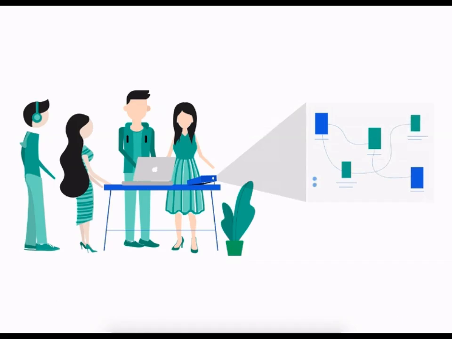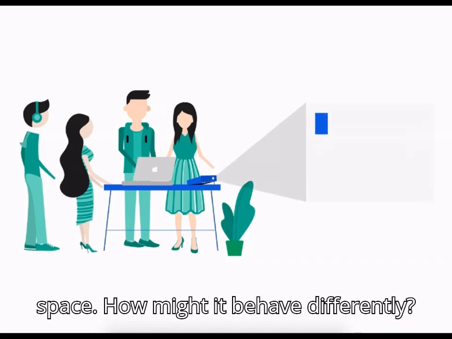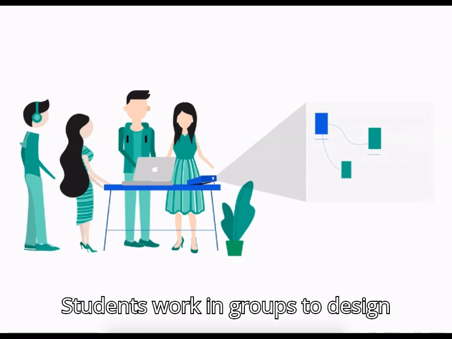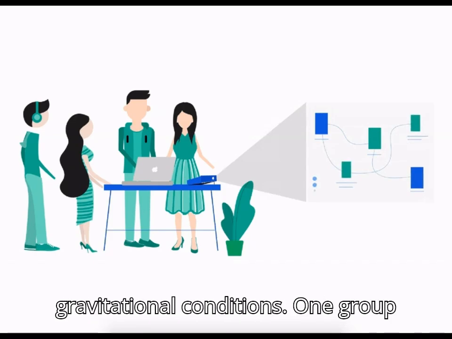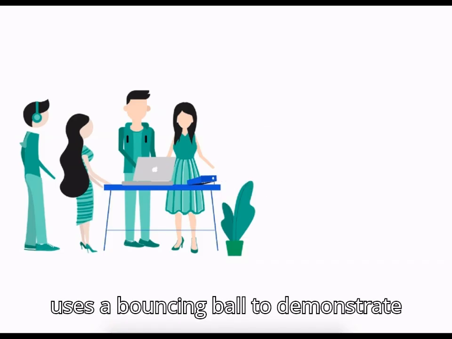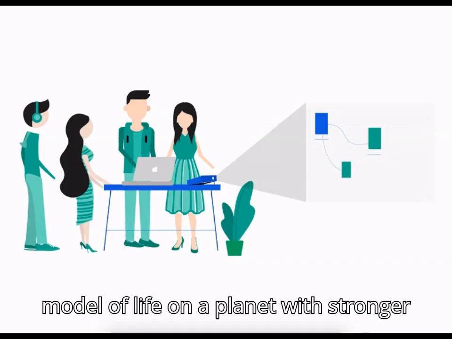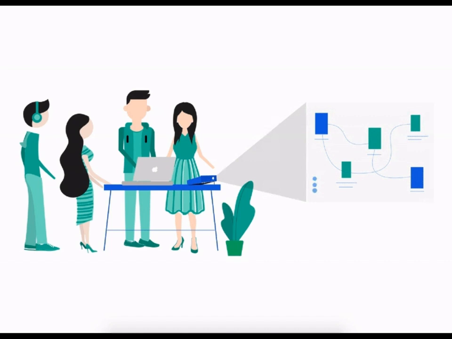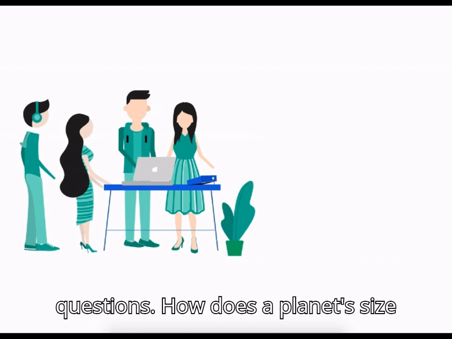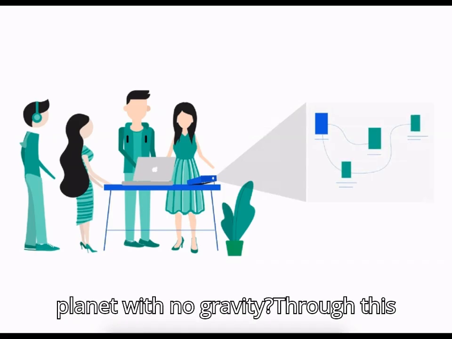She asks, imagine gravity on a larger planet or in space. How might it behave differently? Students work in groups to design experiments simulating different gravitational conditions. One group uses a bouncing ball to demonstrate weaker gravity, while another creates a model of life on a planet with stronger gravity. As they brainstorm, Mrs. Aisha asks thought-provoking questions. How does a planet's size affect gravity? How would life change on a planet with no gravity?